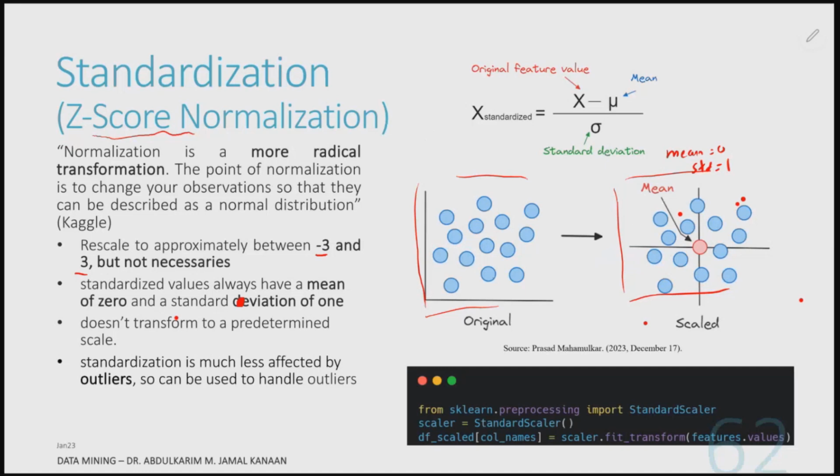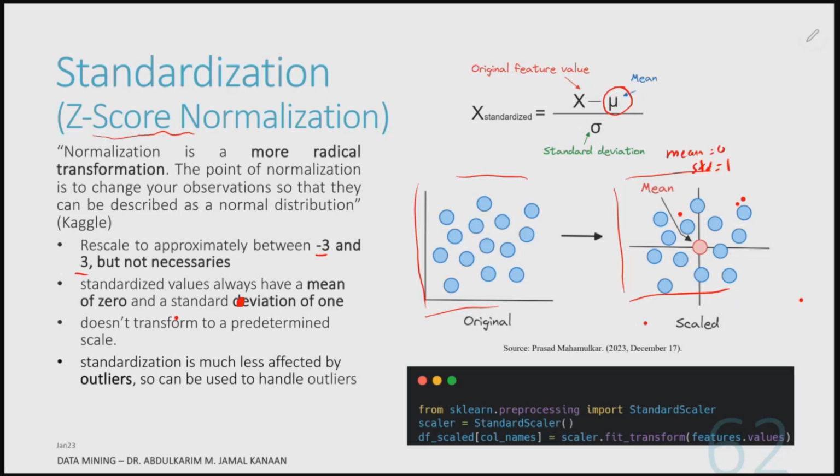Standardization is much less affected by outliers. Still affected, but much less. The affecting part is the mean, because the mean will consider the outlier when you calculate. However, it's still less affected. And it doesn't transform to a predefined scale.